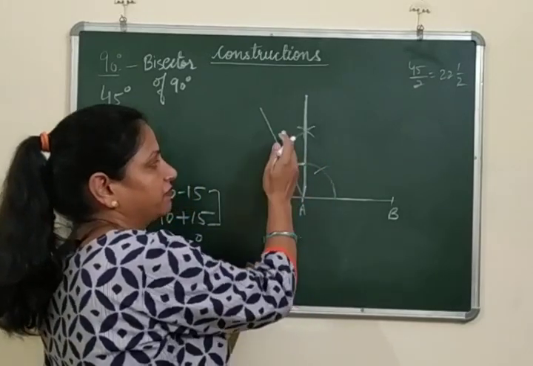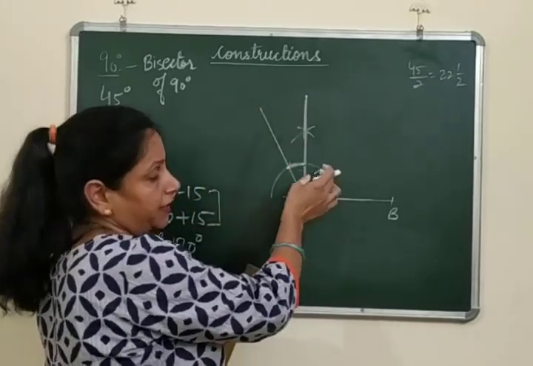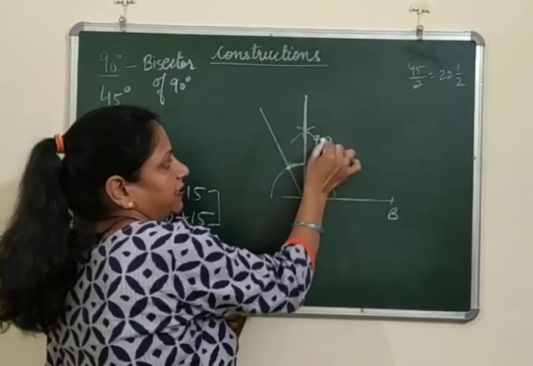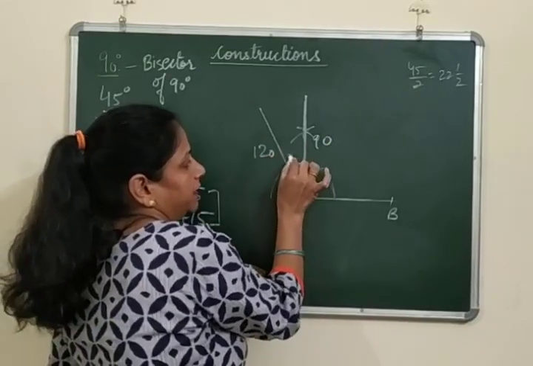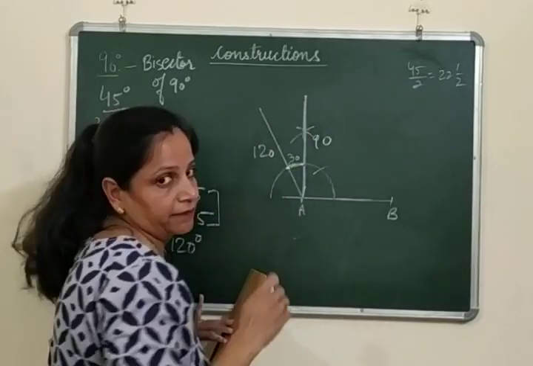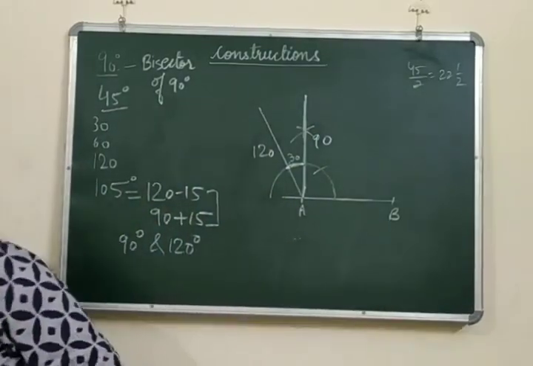क्योंकि 90 में 15 ऐड करना है या 120 से 15 कम करना है. इसके बीच में है 30, because this is 90, this is 120, this complete is 30. इस 30 को डिवाइड करना है. डिवाइड करना है means we have to make the bisector.